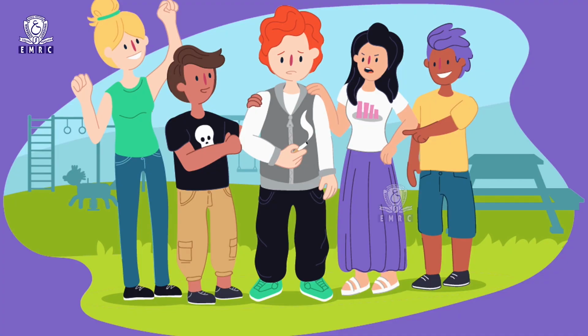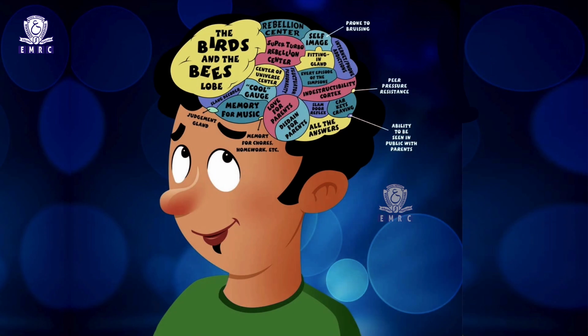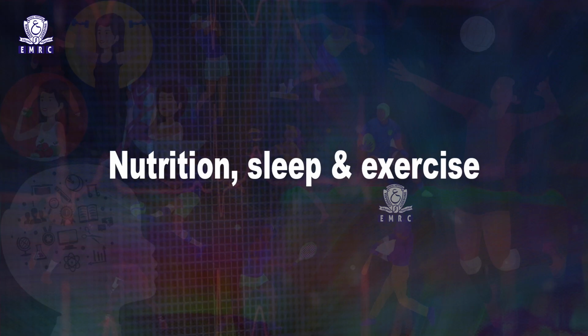Risk-taking behavior increases during adolescence and combined with a delay in developing self-regulation makes adolescents vulnerable to a number of problems. The developmental changes in the brain have recently been proposed as an explanation for adolescent risk-taking behavior. Let us discuss a little about nutrition, sleep and exercise.